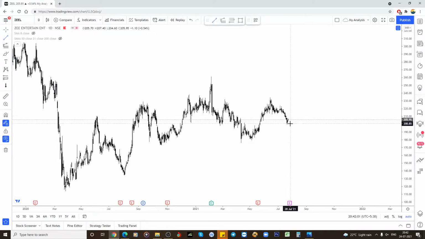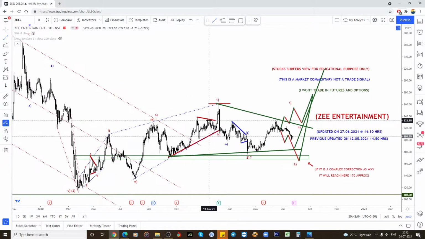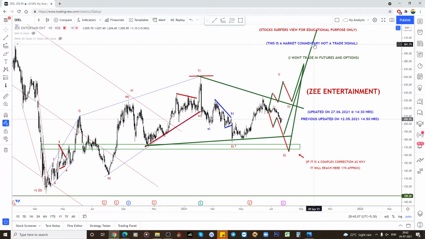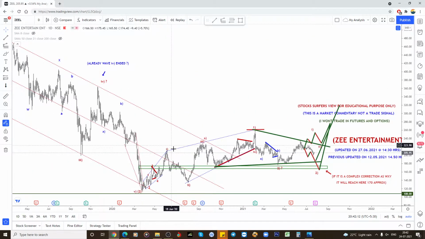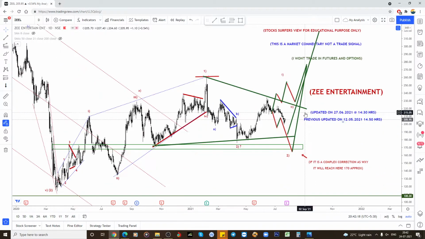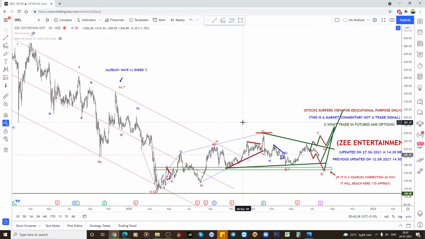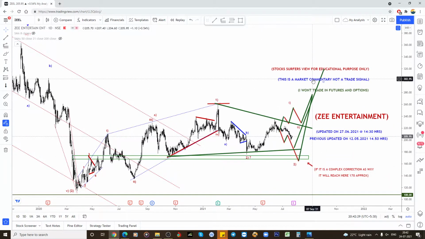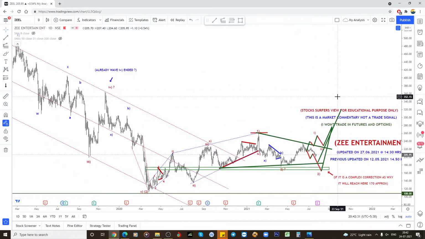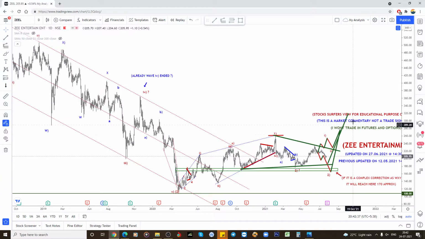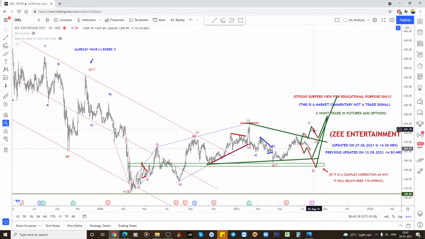Then from here itself, if it is a triangle, there is a chance for making one more high also to break this. So then ABC is a, and the whole thing becomes B and C in a five-wave structure to reach nearly the next target, the 360 to 400 zone. So in Sun TV as well as in Zee Entertainment, I'm looking only for a buy for the target. Here in Sun TV it is a positional buy for me, and Zee Entertainment is also the same.